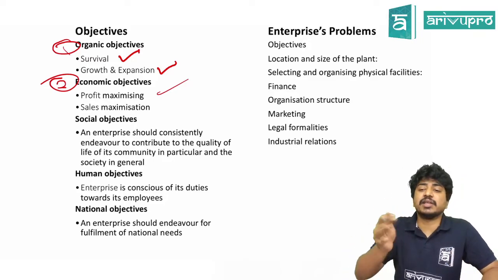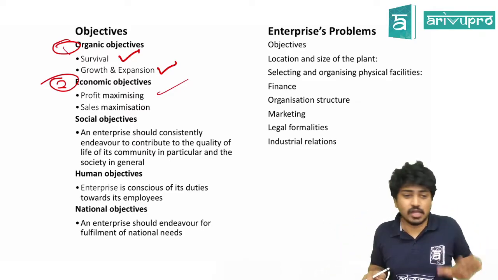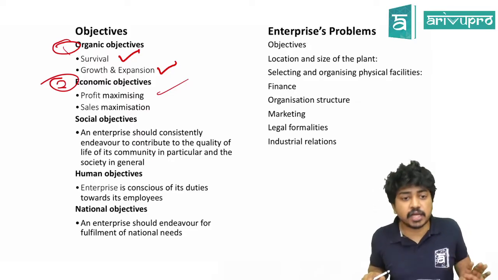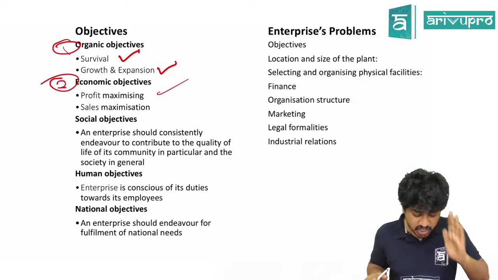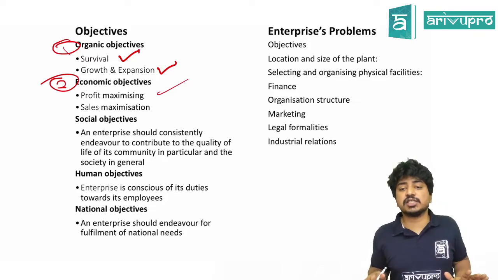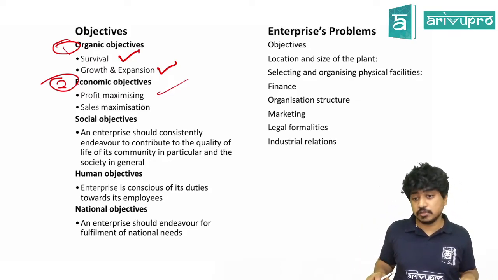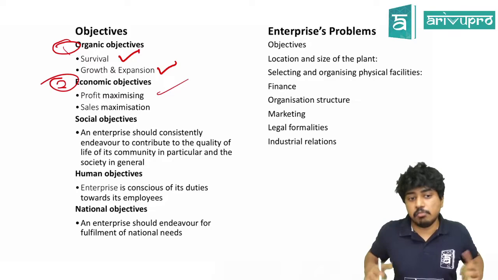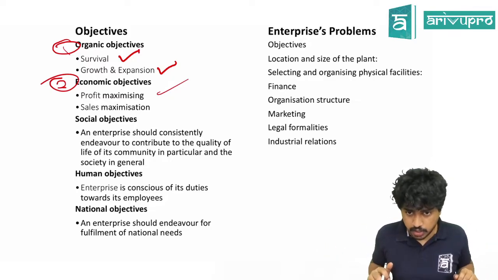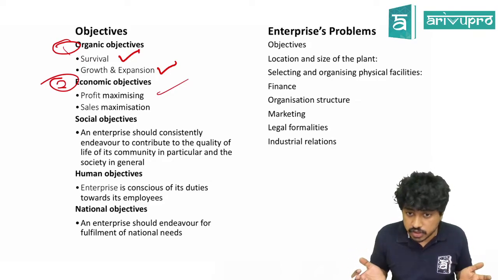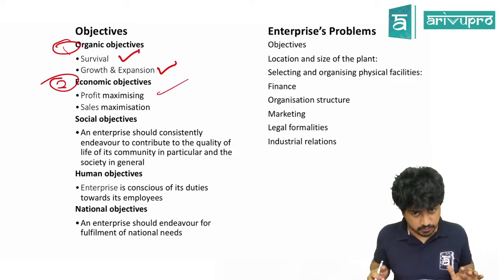So profit maximization means what? Make maximum profit in the number of units you're going to sell. That is the strategy. The second strategy is sales maximization. What does sales maximization mean? Maximize the number of units you're going to sell. Those are the two objectives under economic objectives.